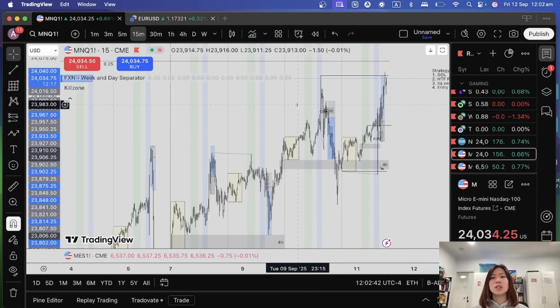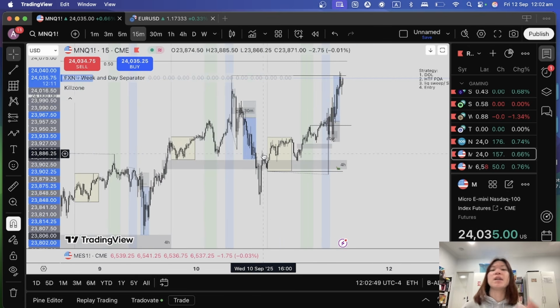Because overall, yes, I was bullish, but again, I should have realized that price does not move in a straight line, and price needs to retrace, price needs to go back into equilibrium, price needs to go back into the higher time frame inefficiency before it goes back up. So keep those things in mind.